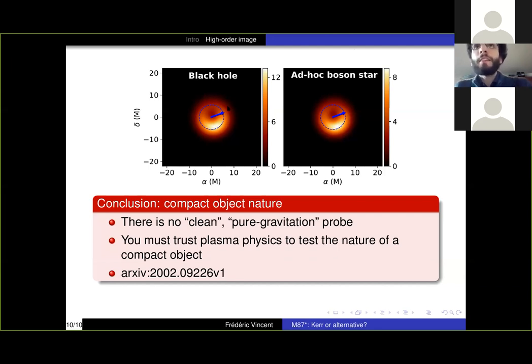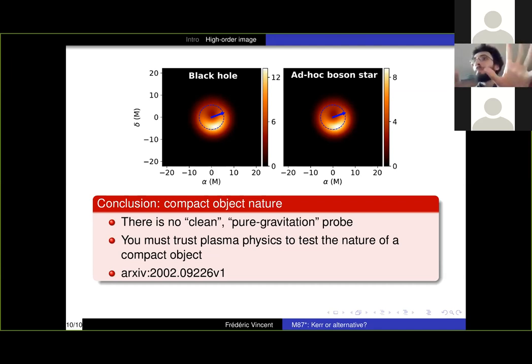And you see that on this plot, we are able to show that a boson star can exactly mimic a black hole image. But I have been honest here. I said that it's an ad hoc boson star that I have chosen, meaning that I have chosen the inner radius of my accretion flow surrounding my boson star in order to match the image of the black hole.